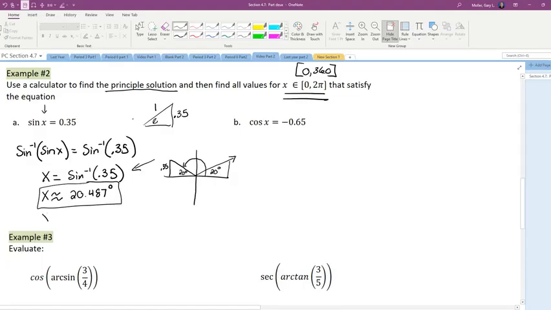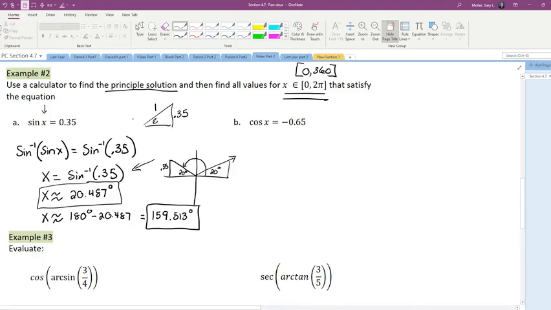More precisely, it would be 180 degrees minus the 20.487, or we would get, what is it going to be? 159.513 degrees.